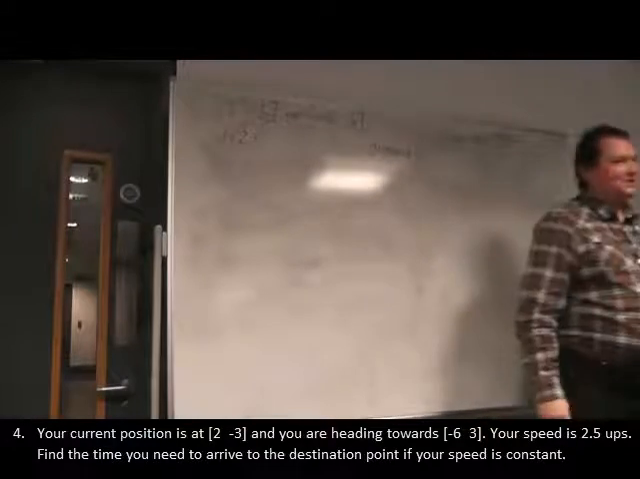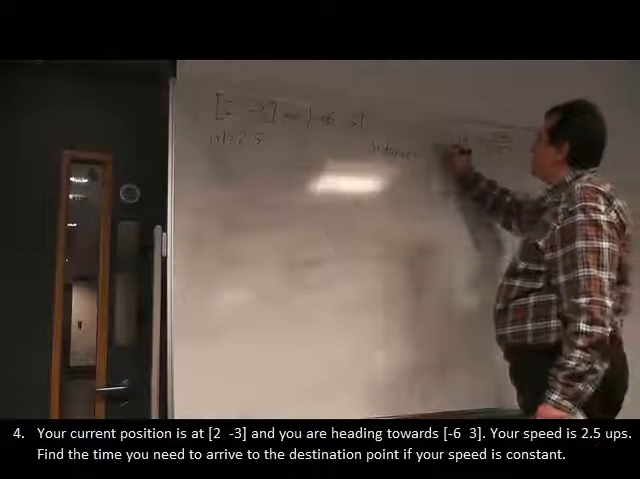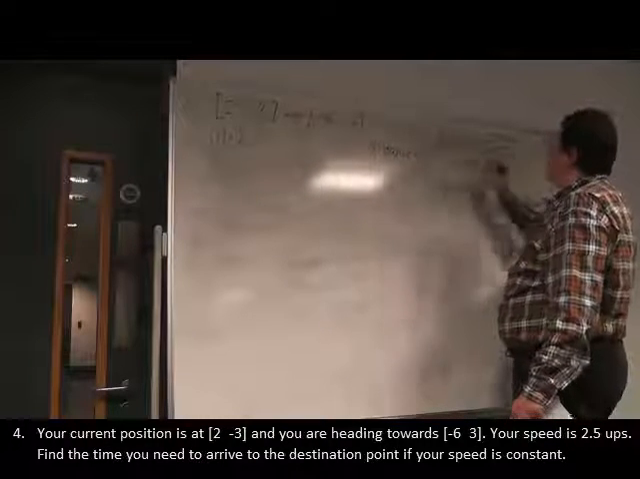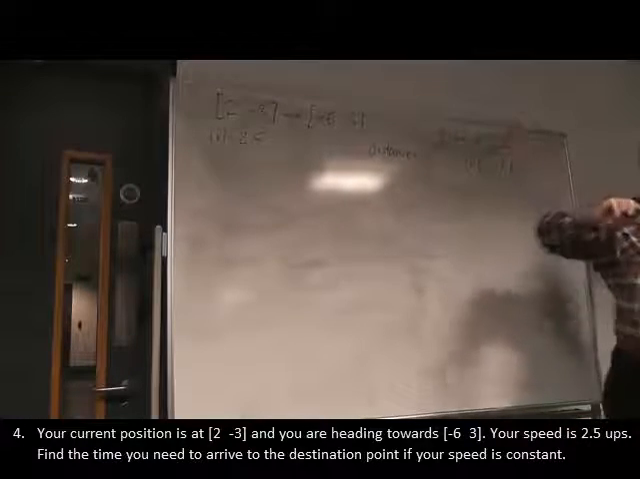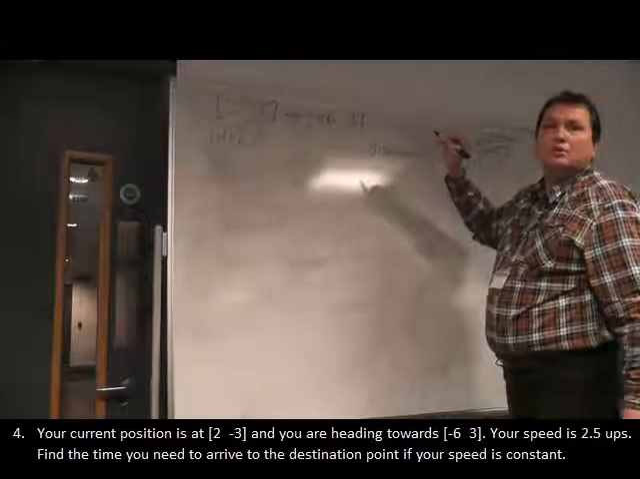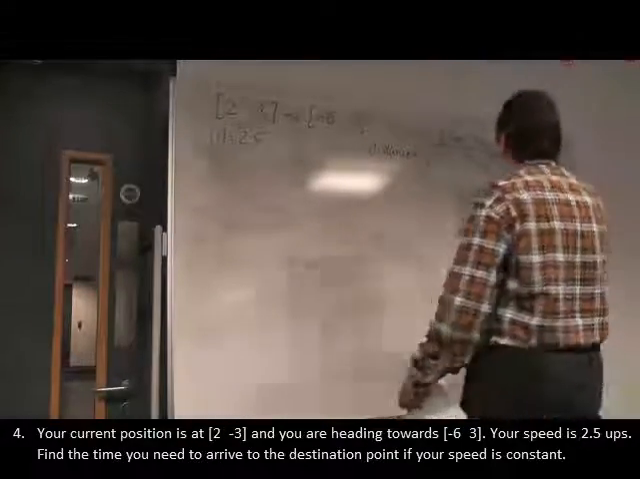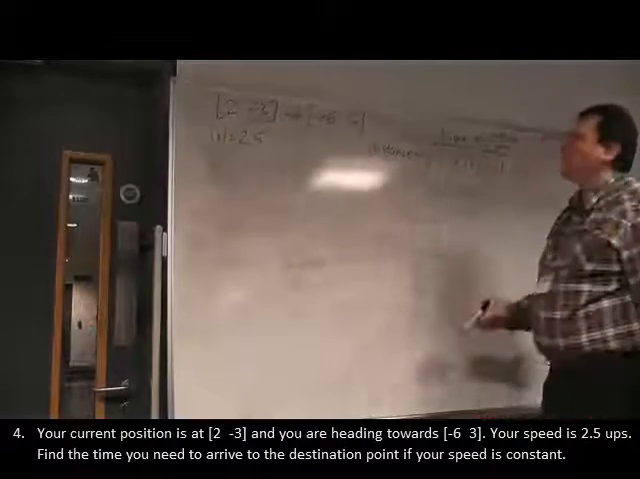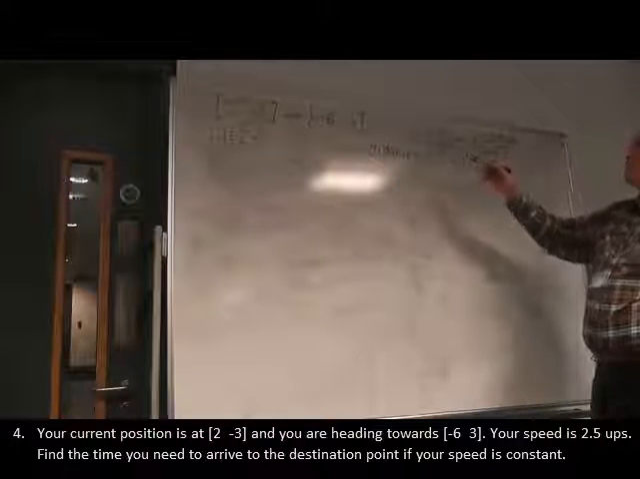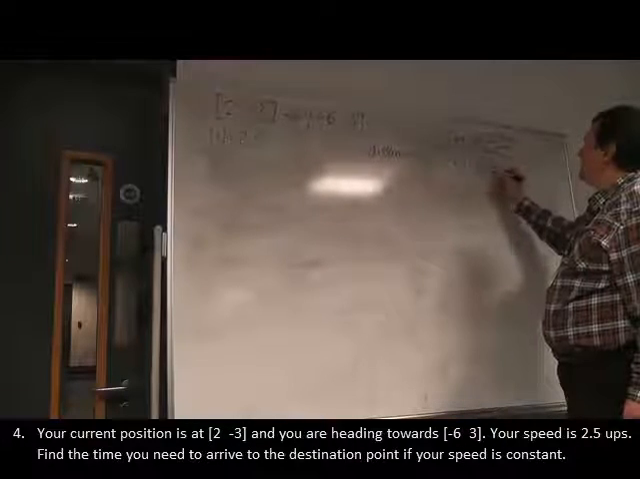So my distance, this is very easy because it's nearly not a vector algebra question. My distance is a square root of something squared plus something squared. Who would tell me what I should put here? 2 minus 6. Yes? Okay, so it's the difference between this and this. And here, 2, 6, minus 3, minus 3.